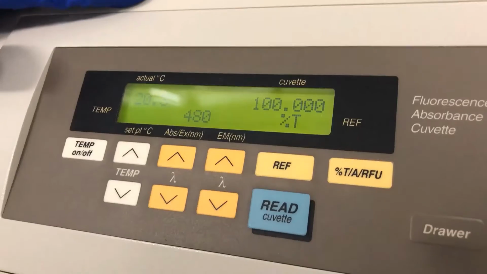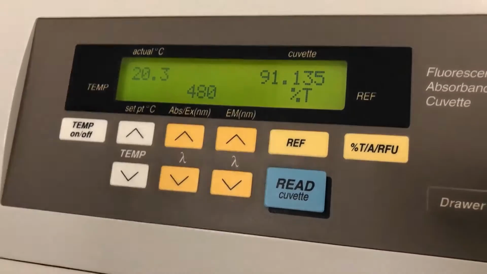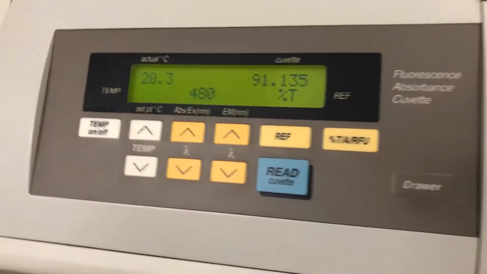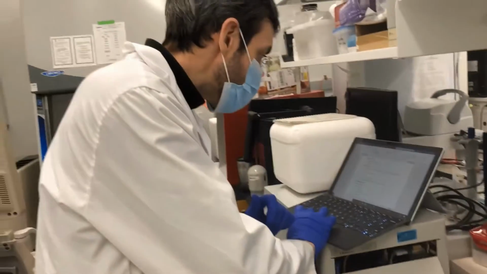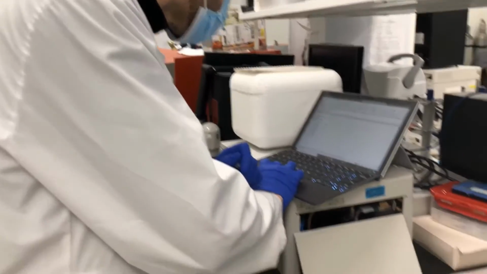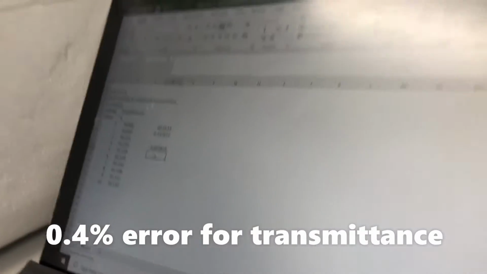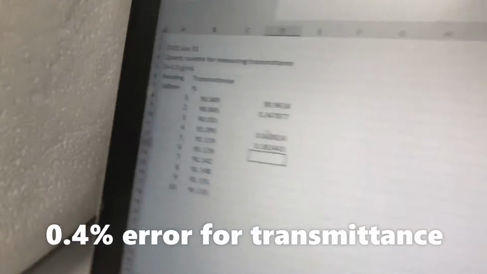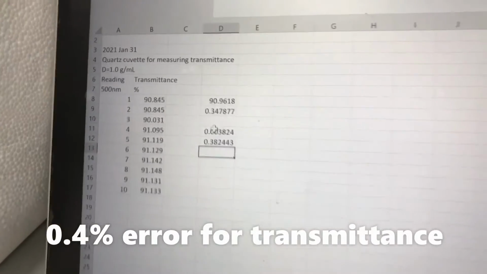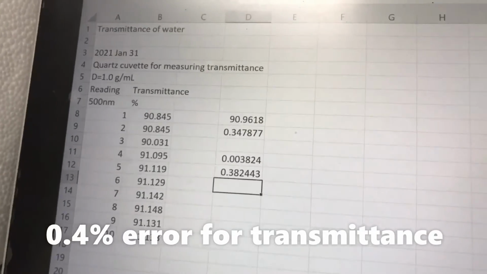So we'll just go with the internal reference, and we'll just hit read just to see what the transmittance is for this cuvette. So I'm getting 91.135. And if you repeat this about 10 times, you get the average. The error is actually fairly low at, if I'm not mistaken, 0.05% error, or even less than that. So 0.4% error. And this would be just 10 readings that I took earlier, and then standard deviation and the average.